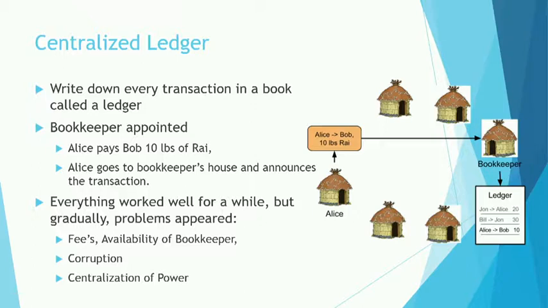It used to be working good, except people started to realize there are some problems. First of all, since the bookkeeper was a person, he needed to be paid for the service he's doing. Also, because he was a person, he was not always available. He could be sick, he could be celebrating some birthdays, he could be absent due to all sorts of other reasons, so that was one of the problems as well.